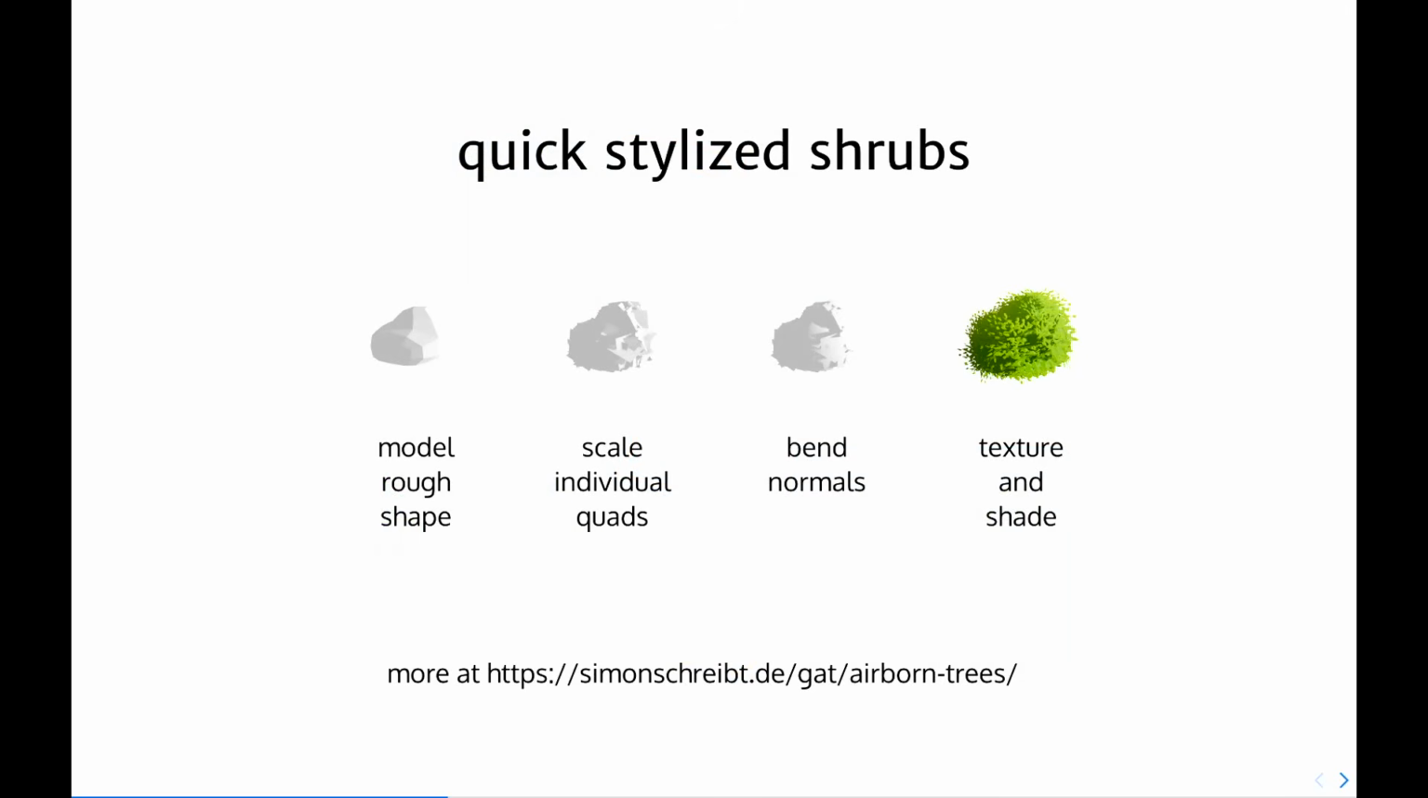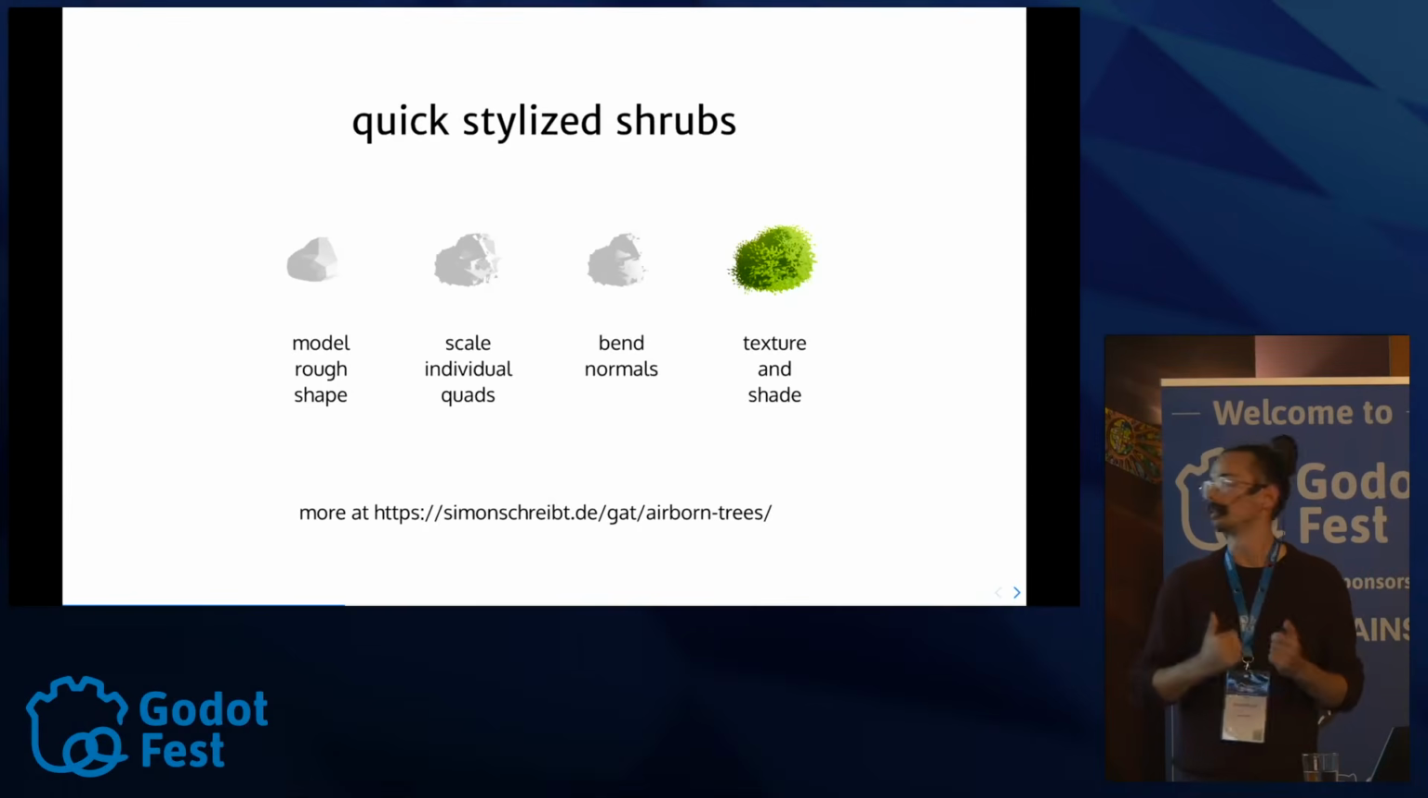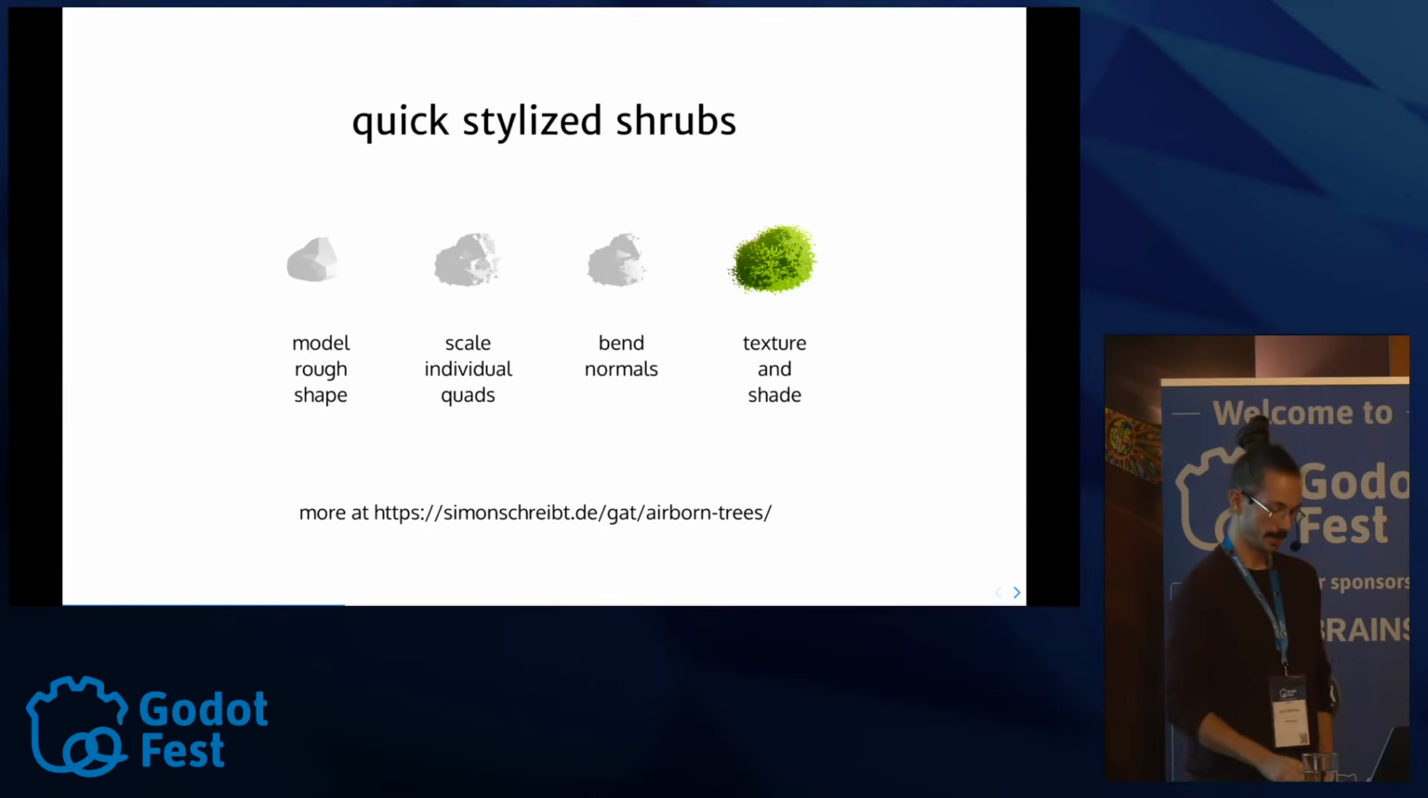For stylized geometry, much of the same tricks apply. So here's one approach that I like to use for stylized shrubs, like the one you saw earlier. We model the rough shape, and then in a shader, we scale up the quads, we bend the normals to have this smooth shape again, and we just texture and shade. If you want to learn more about stylized geometry like that, I encourage you to check the link below.